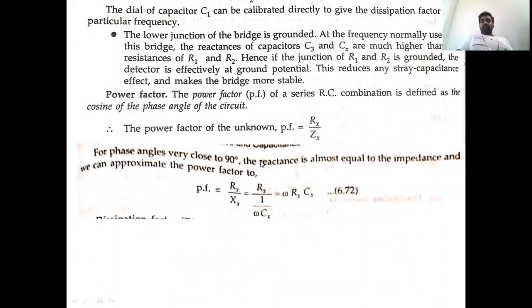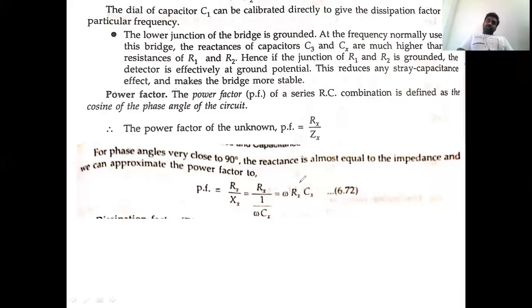So here the unknown power factor is represented with respect to Rx divided by Zx. It is a resistance and capacitance combination. That's why I represented the power factor in terms of Rx and Zx. Rx is the unknown resistance, and the Zx is represented with respect to X suffix x. What is the value of X suffix x? 1 by omega Cx. So if we rewrite this expression, what will be the power factor?